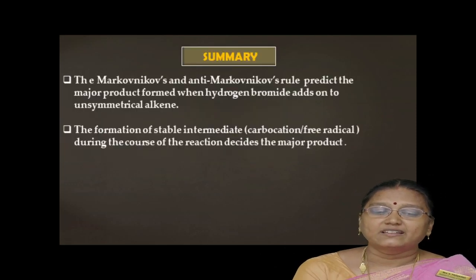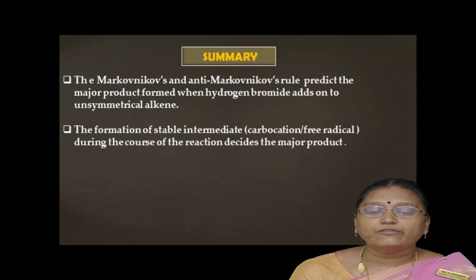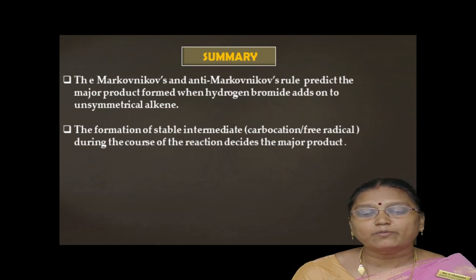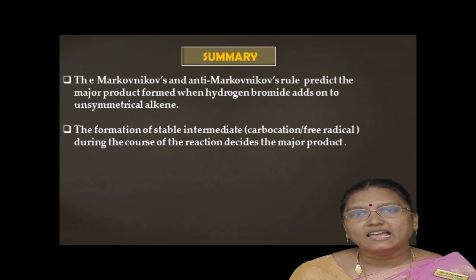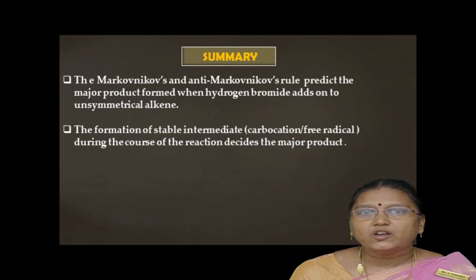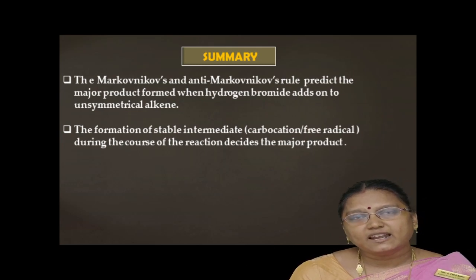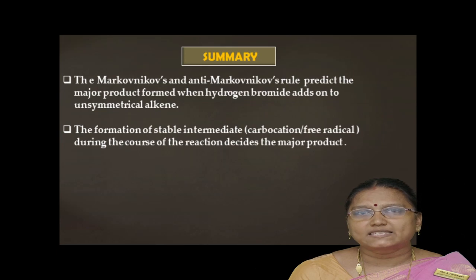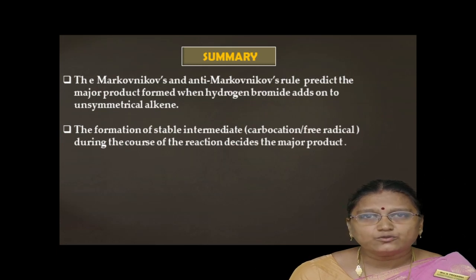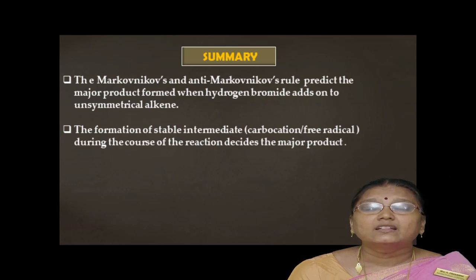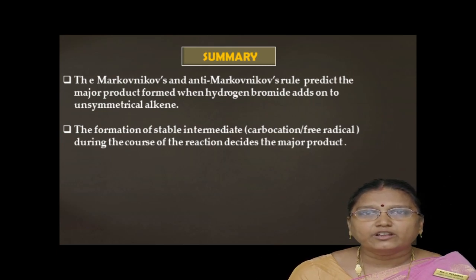Let me summarize. Markovnikov's and anti-Markovnikov's rules predict the major product formed when hydrogen bromide adds on to an unsymmetrical alkene. If it is a symmetrical alkene, only one product is expected, but if HBr adds on to an unsymmetrical alkene, two products are expected. Among these two, the predominant or major product can be predicted by using Markovnikov's and anti-Markovnikov's rules.